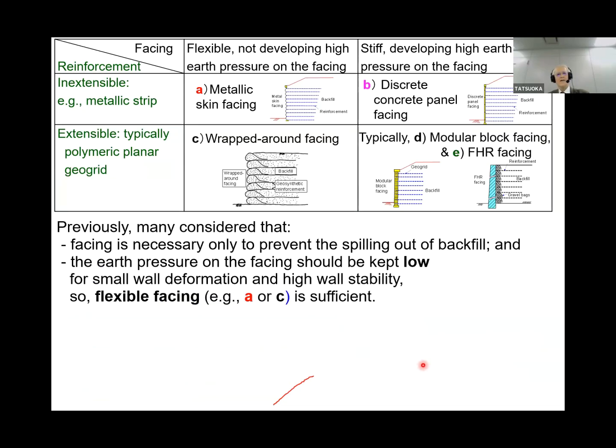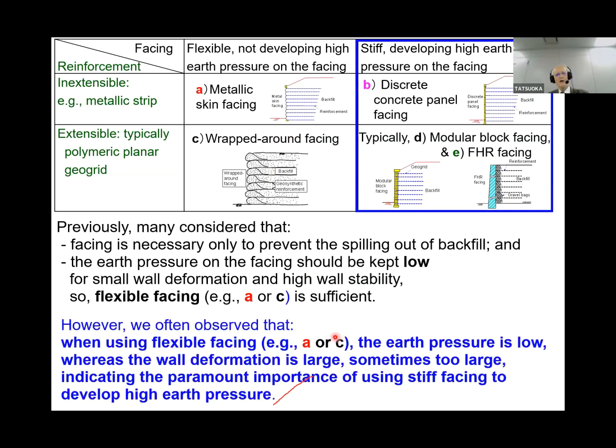Previously, many considered that facing is necessary only to prevent spilling out of backfill, and the earth pressure on the facing should be kept low for small wall deformation and high wall stability. So flexible facing A or C is sufficient. However, we often observe that when using flexible facing A or C, the earth pressure is low, whereas the wall deformation is large, sometimes too large. So this is indicating the paramount importance of using stiff facing to develop high earth pressure.